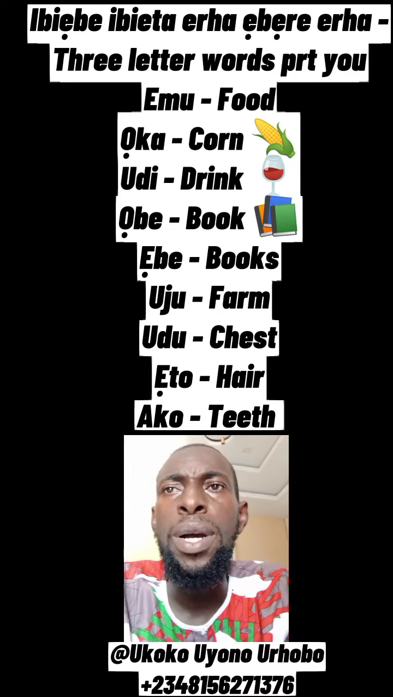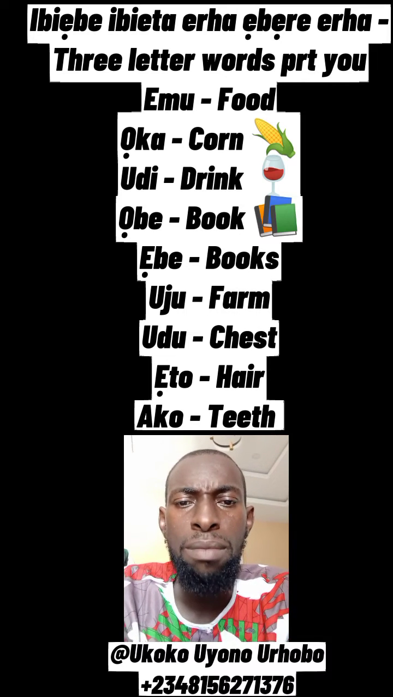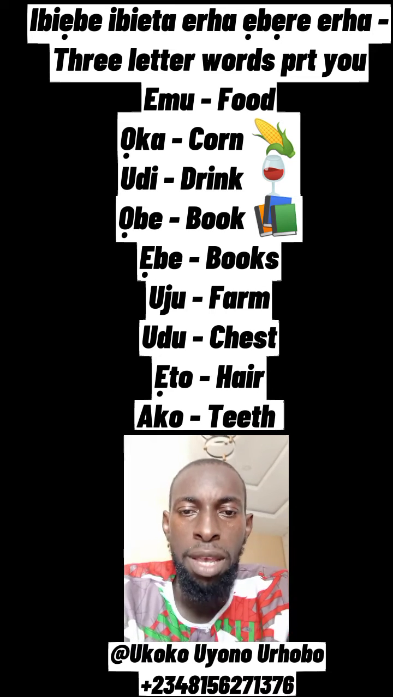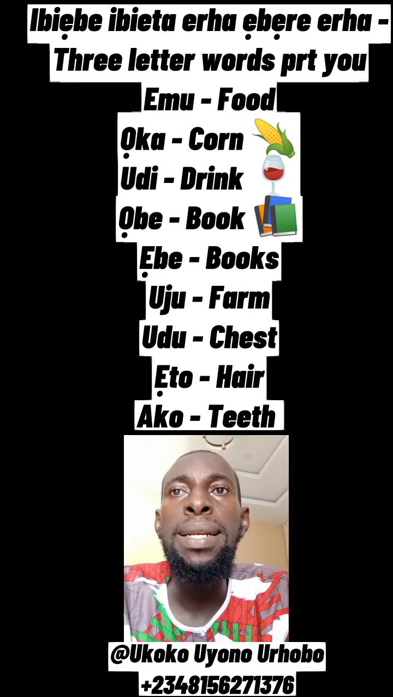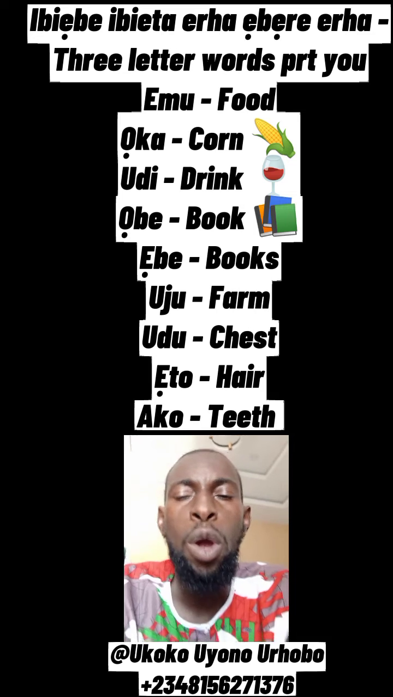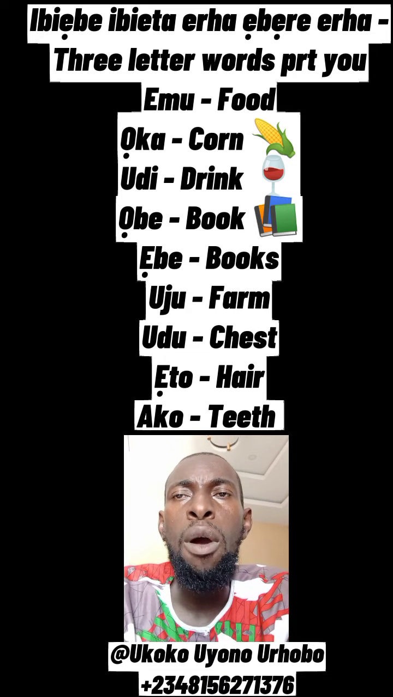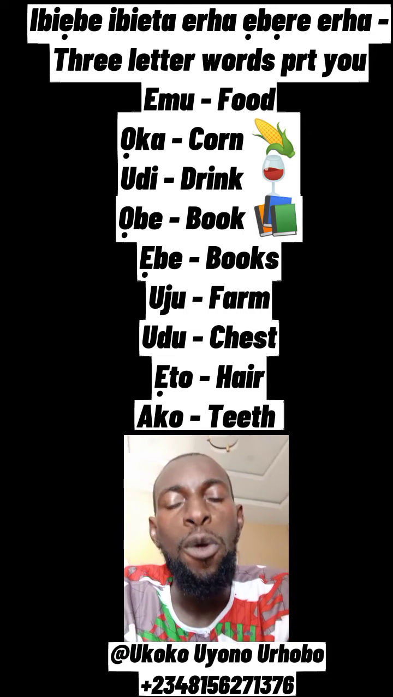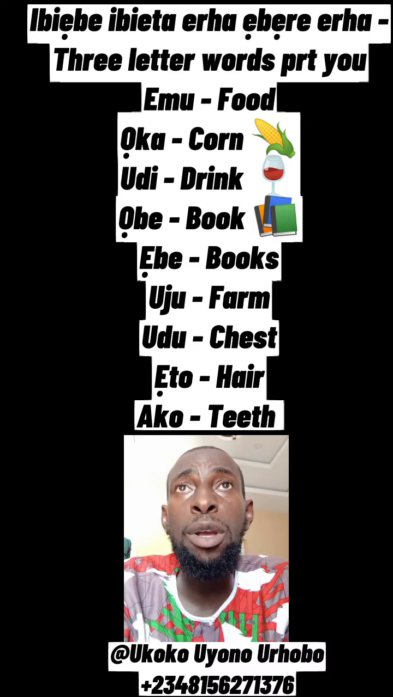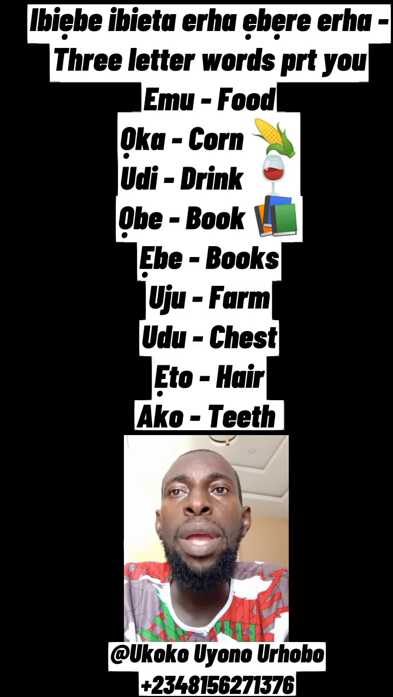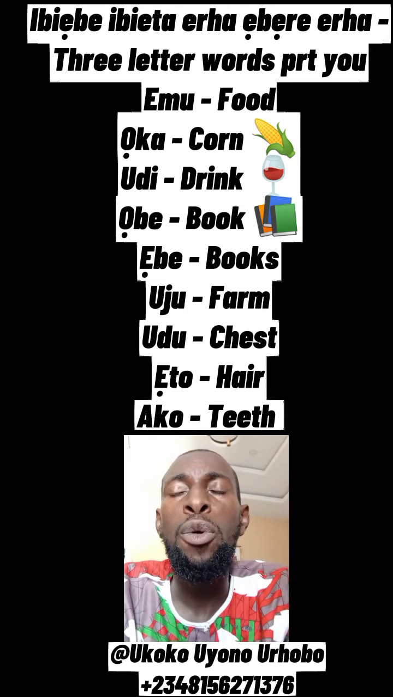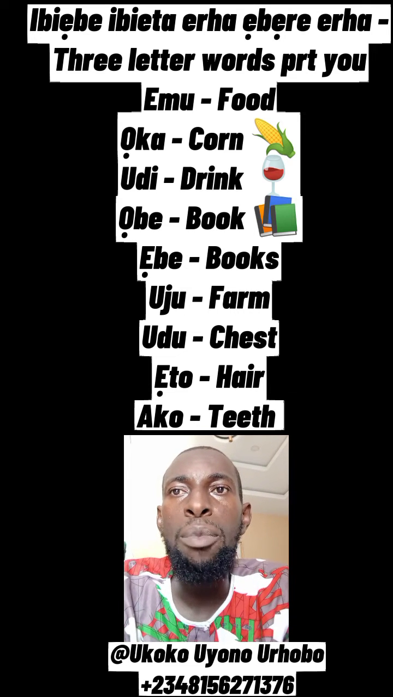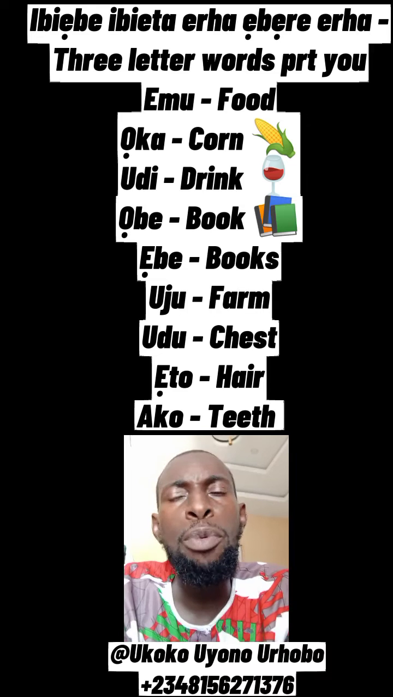Okay, for example, we have ma, me, mi, mo, mu. If you add a to mu, it becomes emu. Emu means food. And then we have ka, ke, ki, ko, ku. When you add o to ka, it automatically becomes oka, corn. And then we have da, de, di. When you add u to di, it becomes udi. Udi means drink.